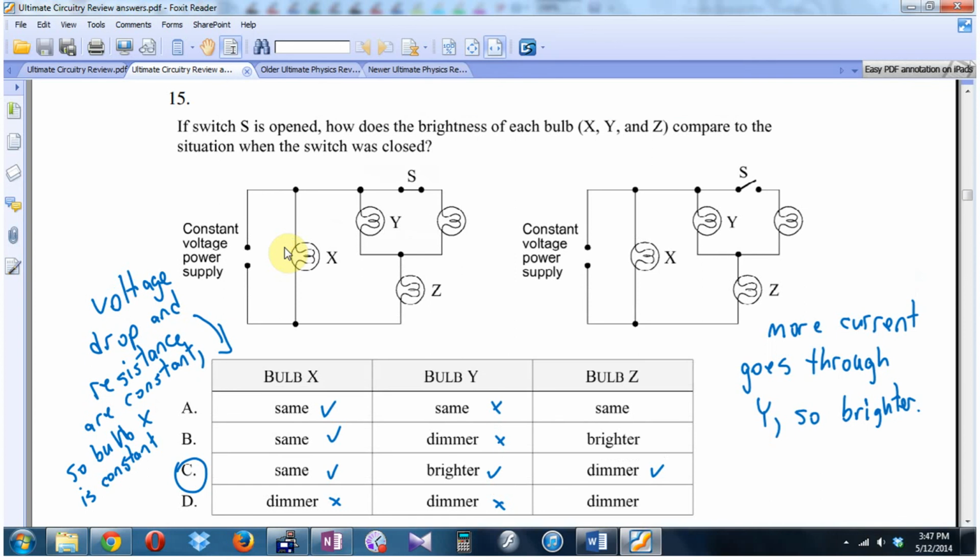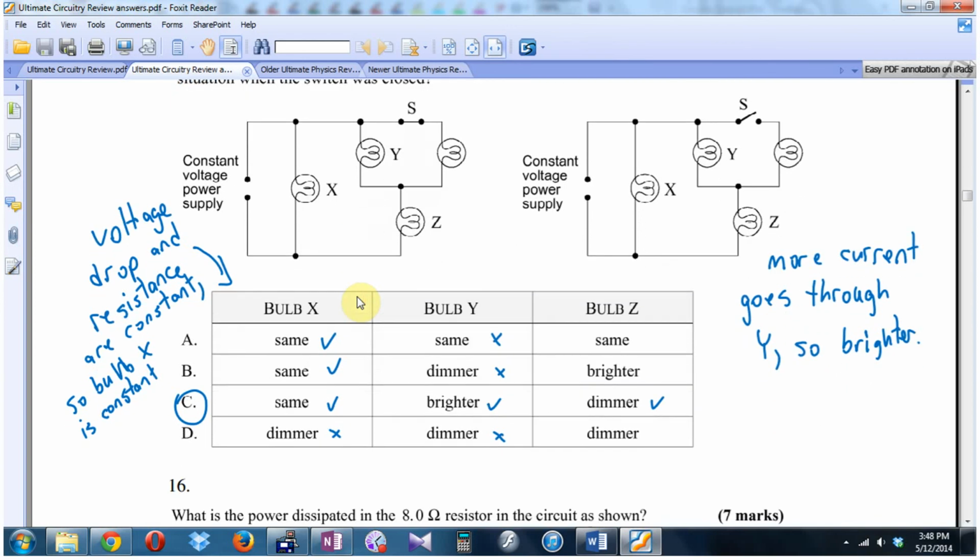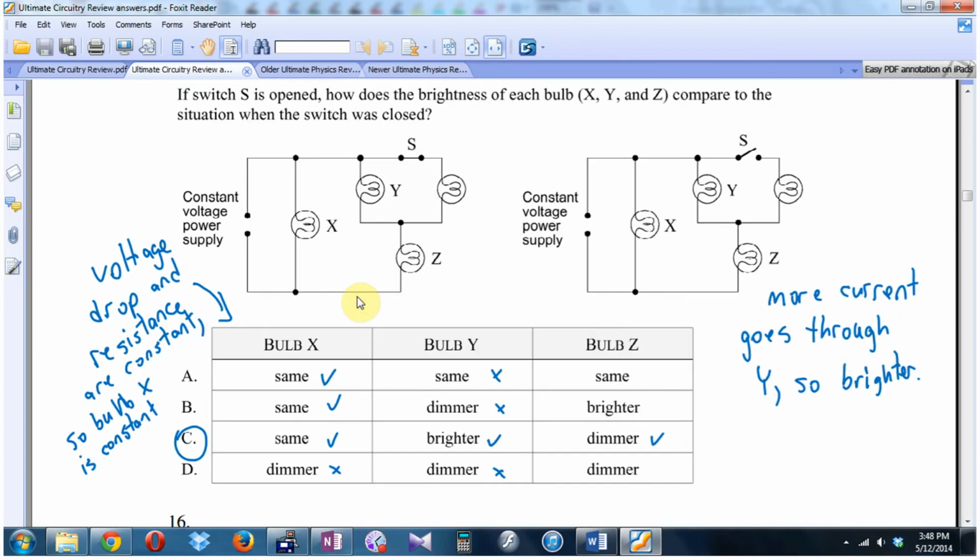15 was tough, but I said, okay, constant voltage. I'll let the voltage be 120 volts. That's a nice round number to do math with. And I'll let each bulb, because it looks like they're identical, be 5 ohms. And I crunched the numbers. Actually, I didn't. I did this one algebraically. So here's what I really said.